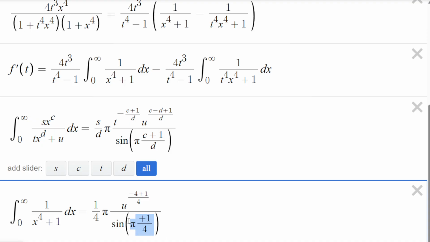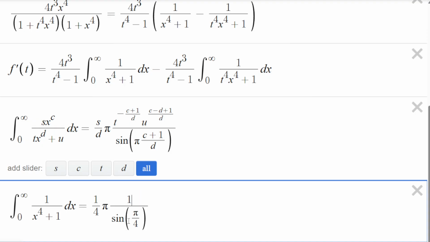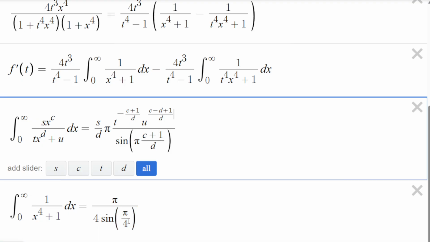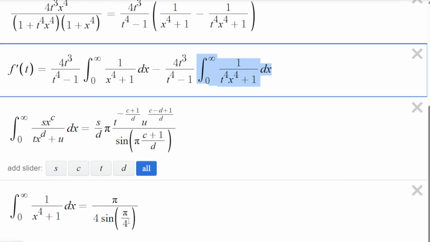So this part is sine pi over 4. And what's our u? Our u is 1. So, of course, this whole thing becomes 1. Let's bring this pi on top. Let's bring this 4 in the bottom. Now, I could write this in terms of square roots. I'm not going to. This is fine. All right, so now let's go to our other one.